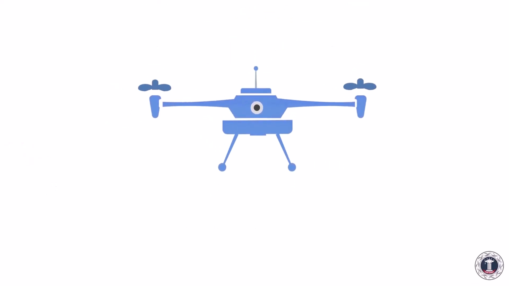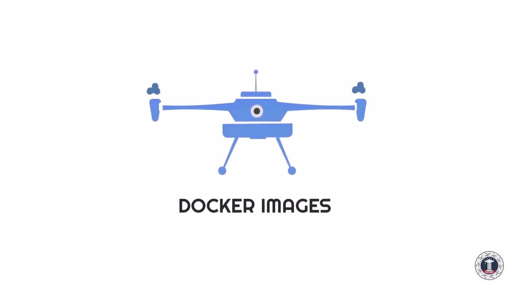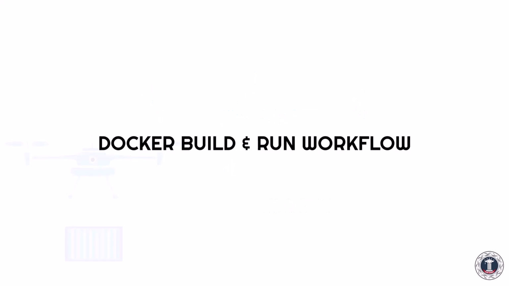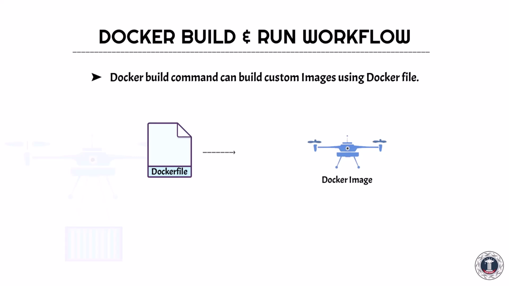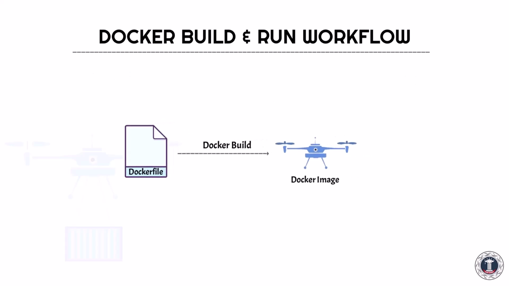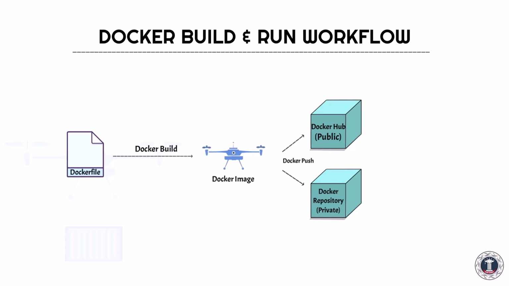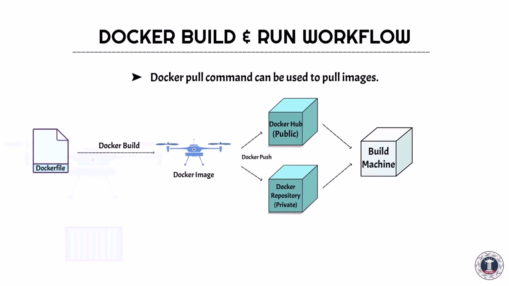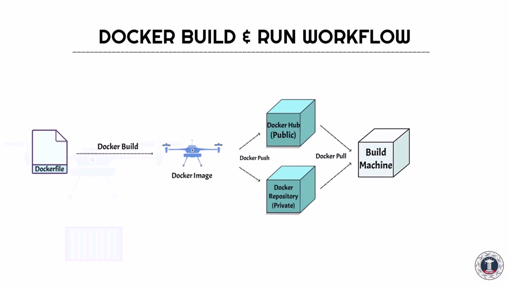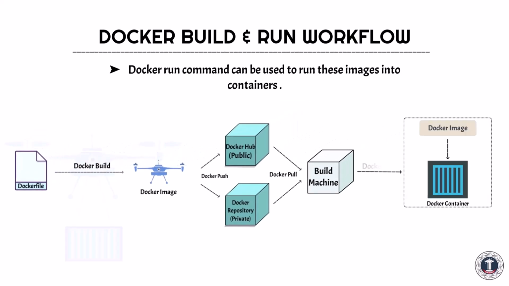So now let's jump into the Docker images part, where we will see how to build images, share images, and run images. First, let's see the Docker build and run workflow. The docker build command can build custom images using a Dockerfile. Docker images can be pushed into a public or private repository using docker push. The docker pull command can be used to pull images. The docker run command can be used to run these images in containers.